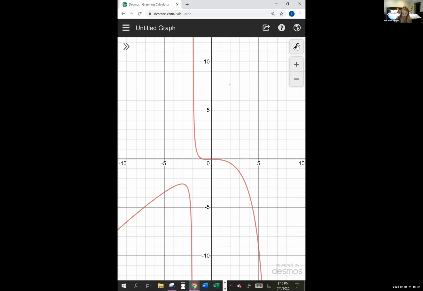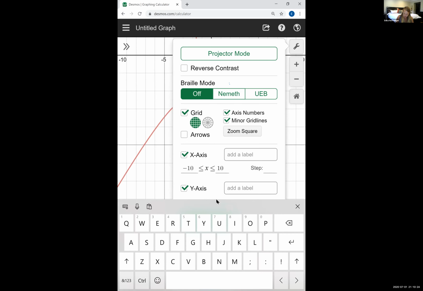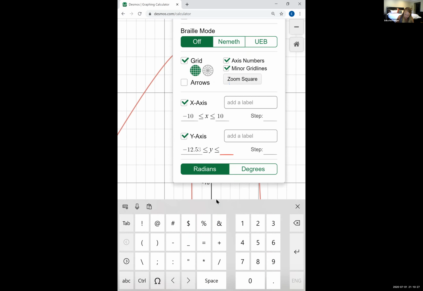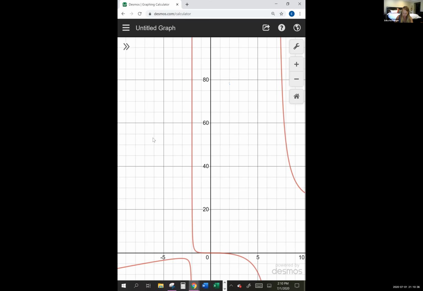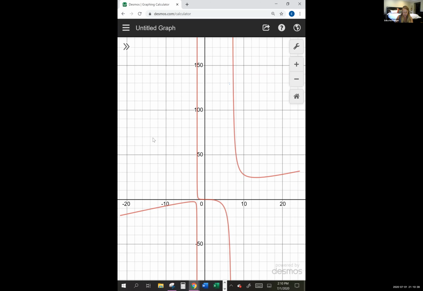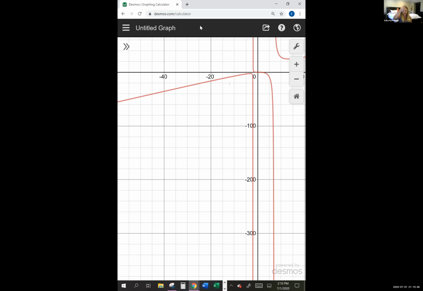Let me change my y values, because we know when we had x equals 8, we had like 50 something. So let's do 100. Which is like the graph we got. So the graph we had was that, whoops, things shifted.